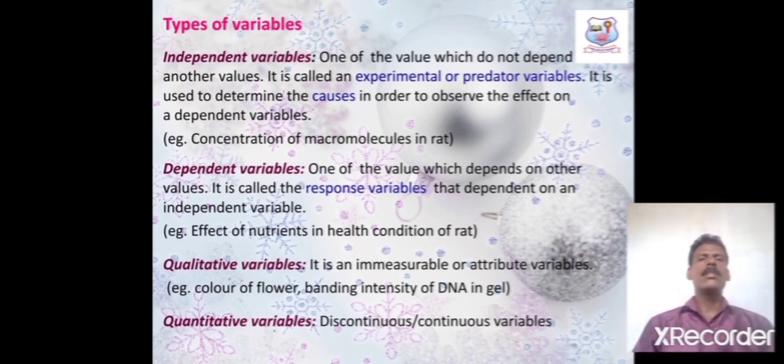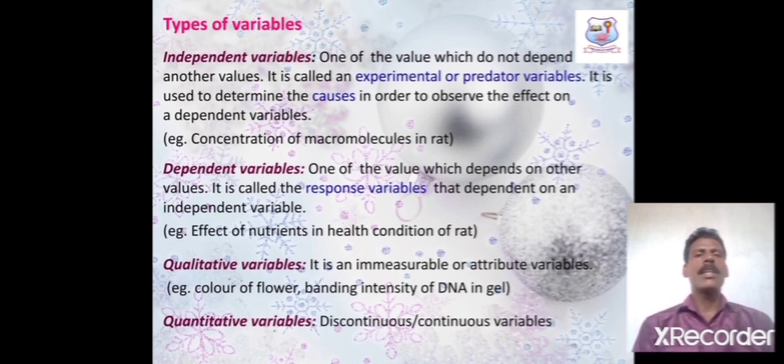So that is known to be an independent variable. There is no particular relationship with each and every data. What is a dependent variable? One value which depends on other values. So each and every value is highly related with the others. It is otherwise called a response variable, so it is dependent on the independent variable.